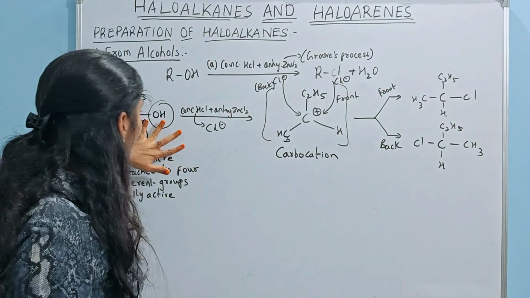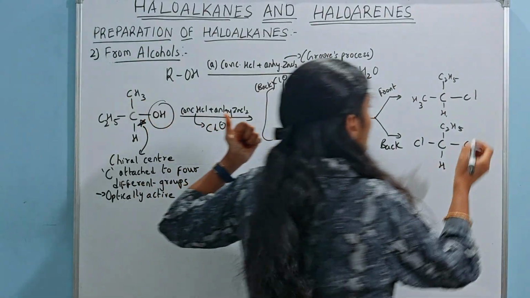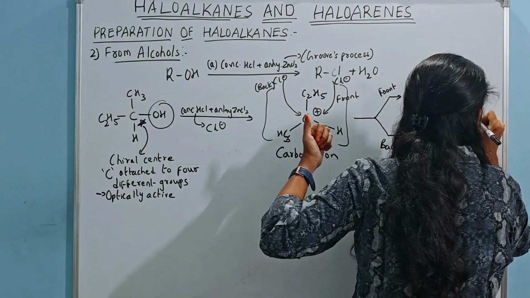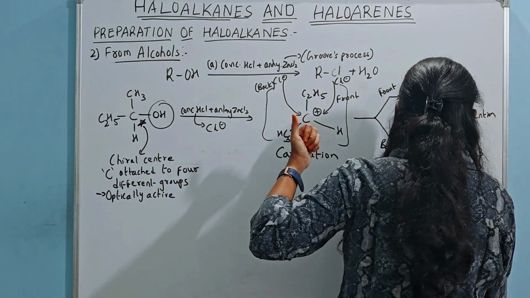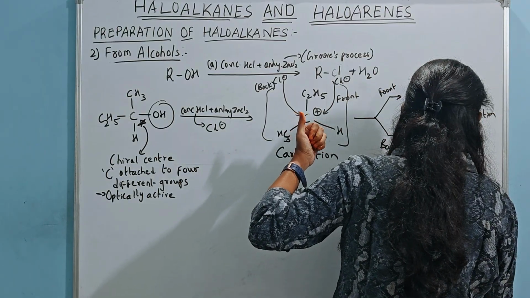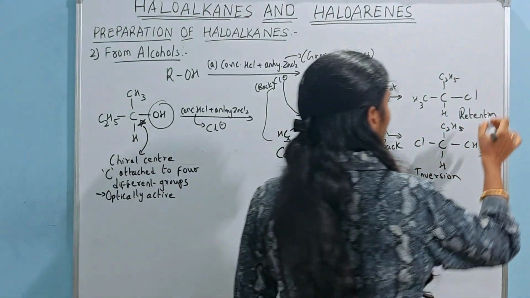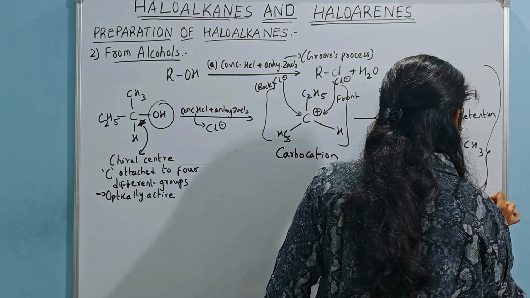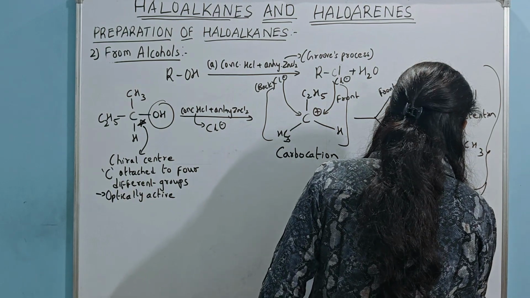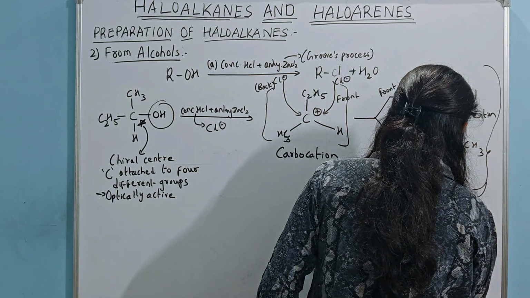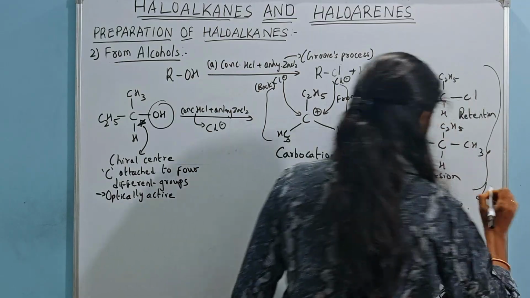You exactly see Cl at the same position where OH was. So this will be my retention product. Okay, and this will be my inversion product. Both together, what do I call it as? Both together I call it as racemic mixture.